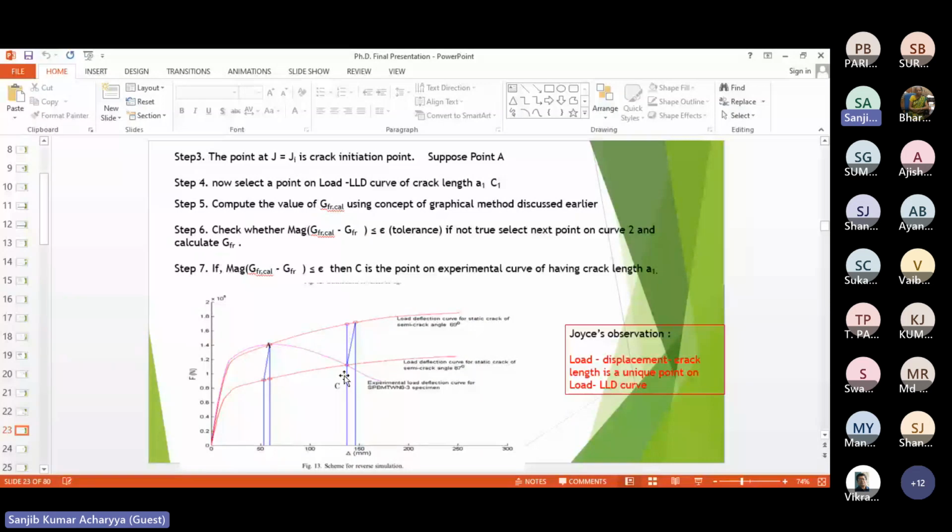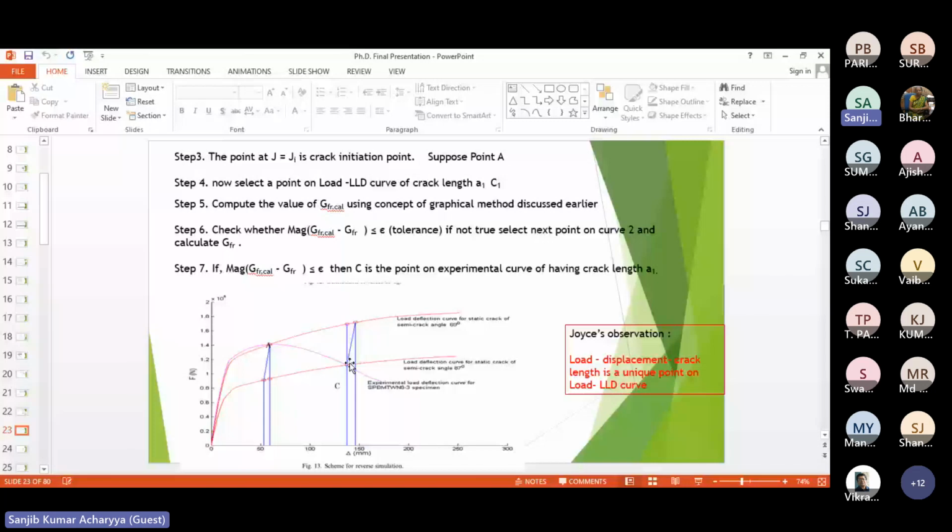So for every second point on the stationary crack of A plus delta A, the value of Gfr will come. And look, Gfr calculated minus Gfr, which we have already given as a material property. Suppose in our case it is 250. When the difference between the calculated Gfr and the given material property Gfr is below a tolerance value, some very small value epsilon, then C is accepted as the point on the experimental curve having crack length A1. So now C will be a point on the experimental curve.